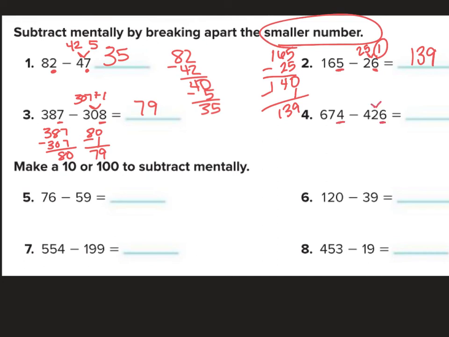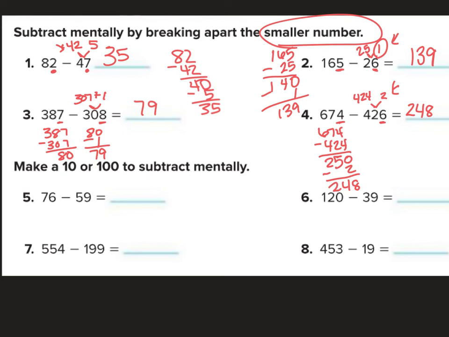Okay, I want to match my 4. So I'm going to break this number into 424 and 2. So I can do 674 minus 424 to get 250. Then I need to subtract 2 more to get 248. There we go. So I really need to see this work here where you're breaking apart the smaller number and you're showing me what you're breaking it up to, okay?